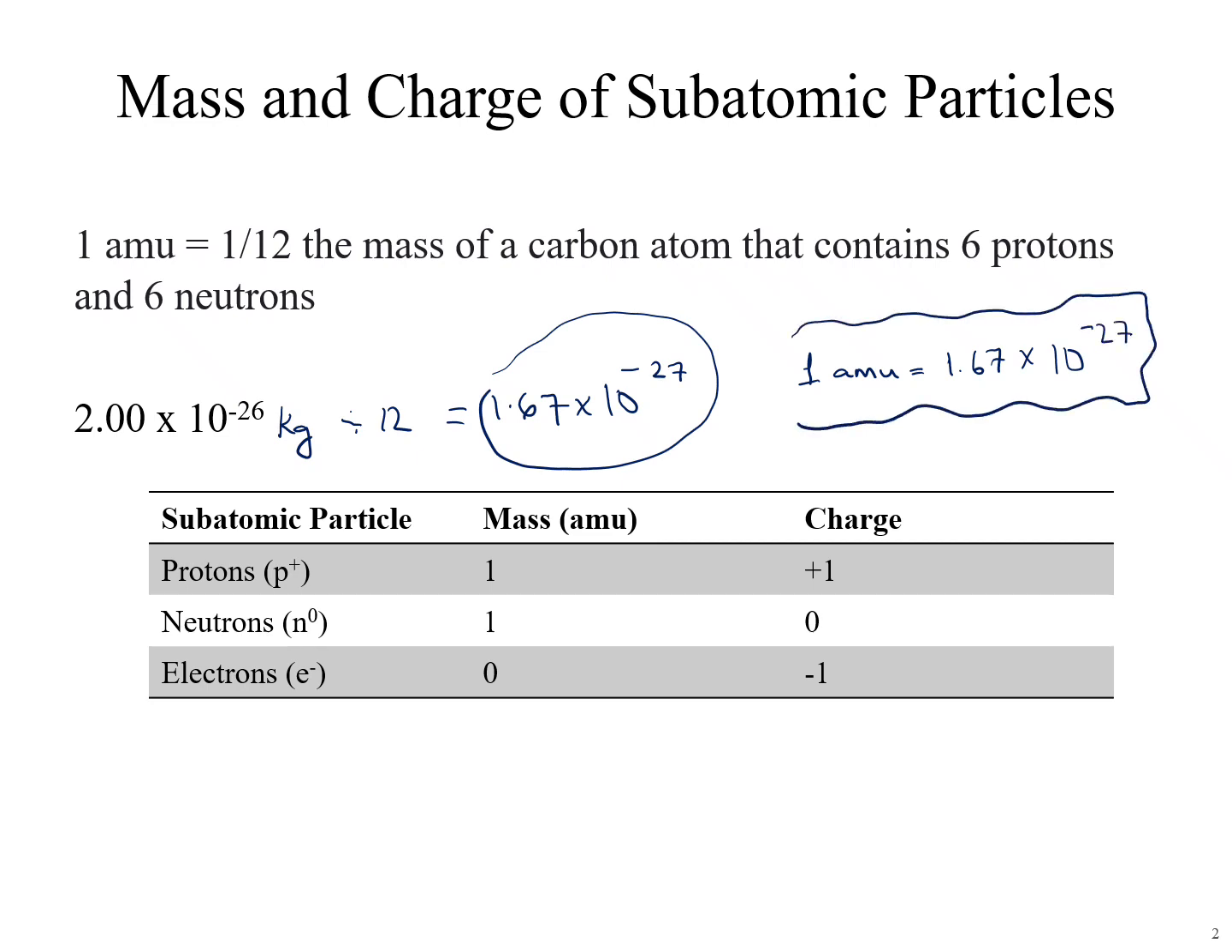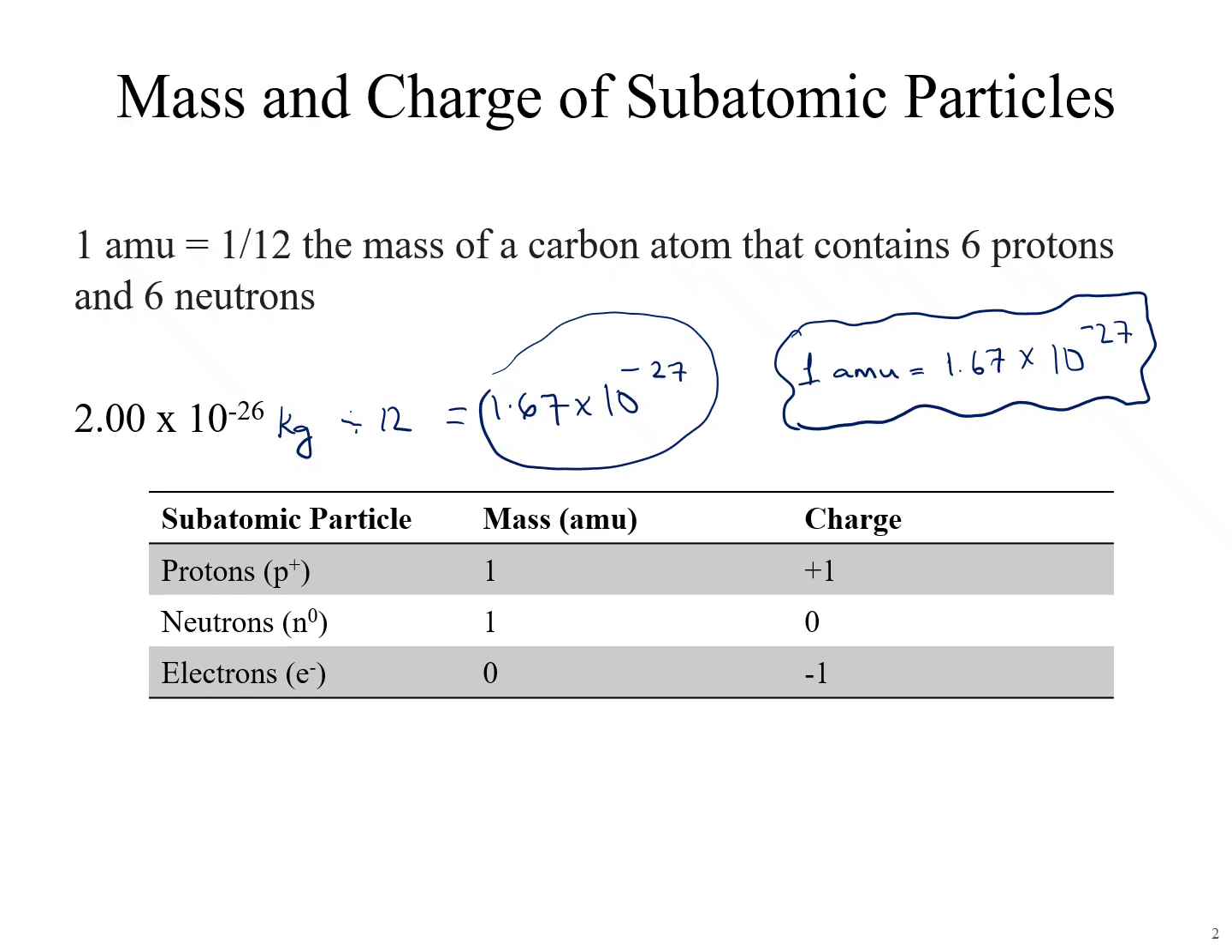So by definition, one atomic mass unit is the same as 1.67 times 10 to the minus 27 kilograms, which is the mass that corresponds to the protons and the neutrons. So instead of using those masses in kilograms, which are super small numbers, we're going to use masses as one. For example, the mass of a proton is defined as 1 AMU. Mass of one neutron is defined as 1 AMU.